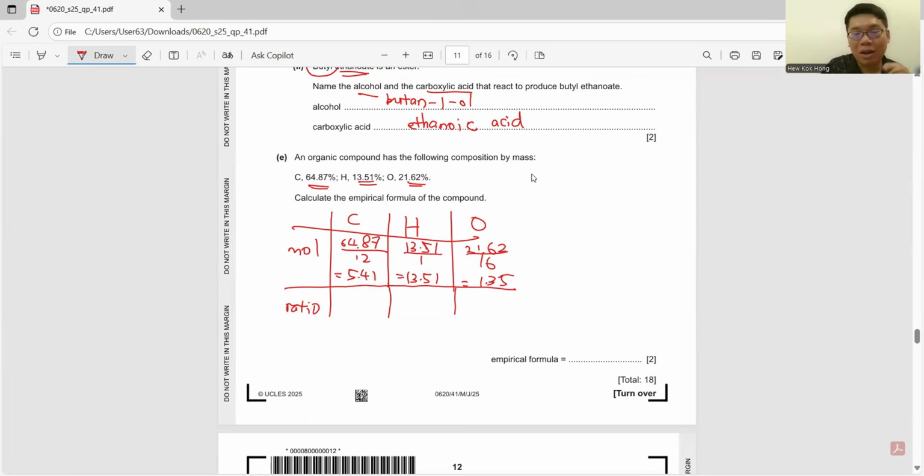All of the number of mole divided by the least number of mole, which is this. So 5.41 divided by 1.35, you get 4. This divided by 1.35, we'll get 10. This divided by 1.35 is 1. So we can confirm the empirical formula is C4H10O.